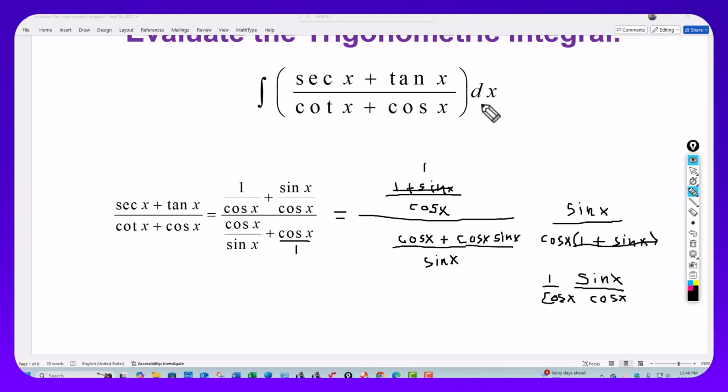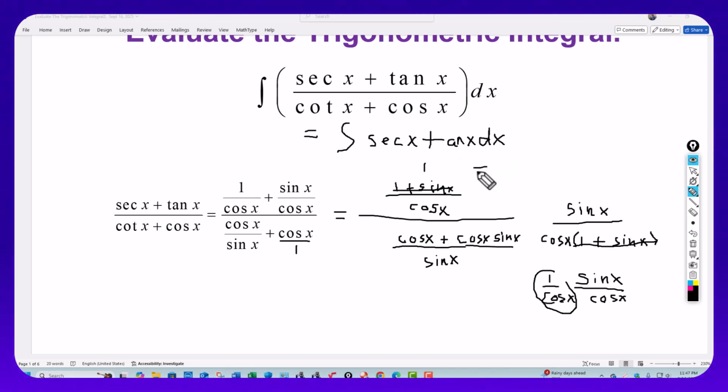So what do we have here then? After doing this simplification, this simplifies to, and remember this 1 over cosine is secant of x, sine x over cosine of x, that's tangent of x, dx. So all of this right here, this trig expression, simplifies to secant of x tangent of x dx. So it's the integral of secant of x tangent of x dx.